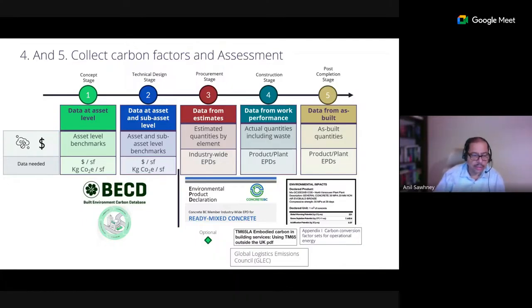you can use emission carbon factors from the GLEC. Countries like the UK, the government publishes carbon conversion factors for energy use, water use, for running a truck or a concrete mix. So all that carbon factor data is really needed for you to be able to do these assessments.